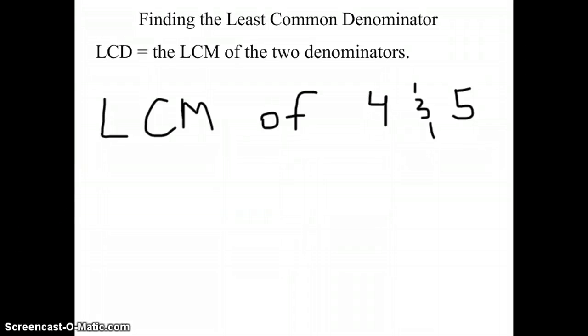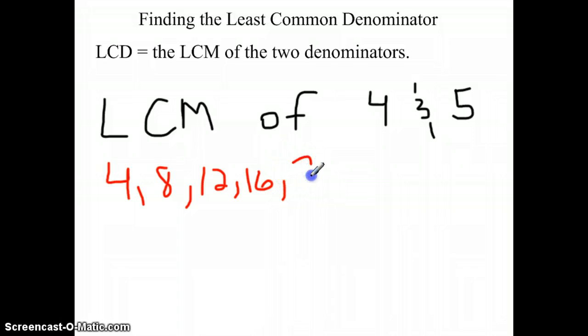So let's do a quick review on least common multiple. It says find the least common multiple of 4 and 5. Well, if we think about 4 and 5 here, let's write out some multiples. Multiples are just taking the number and multiplying them one after another. So 4 times 1 is obviously 4. 4 times 2 is 8. 4 times 3 is 12. 4 times 4, 16. 4 times 5 is 20.